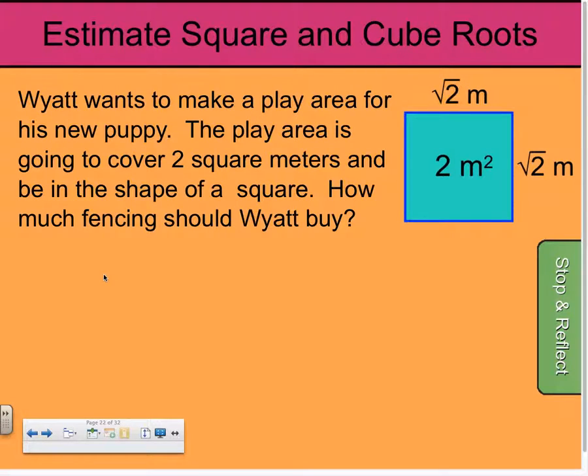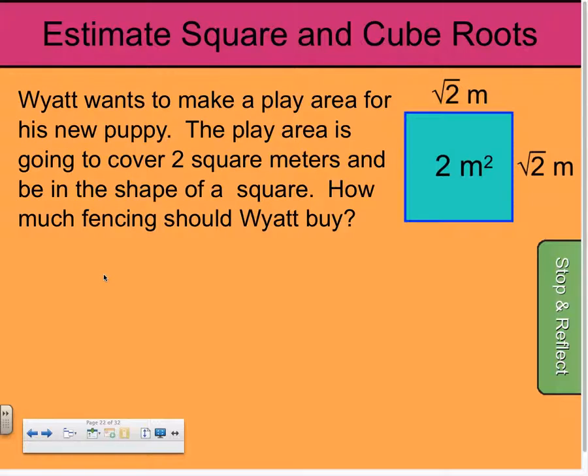Just when you were starting to master estimating square roots and cube roots, they want you to do it with a word problem, a dreaded word problem. But hopefully by now, we have helped you to realize that you do not have to be intimidated by a word problem. In this case, we have a person named Wyatt.